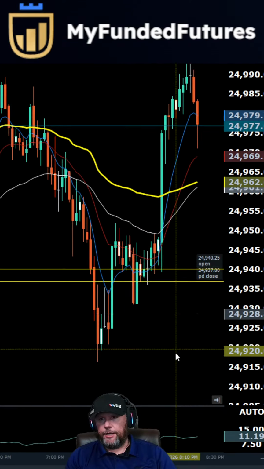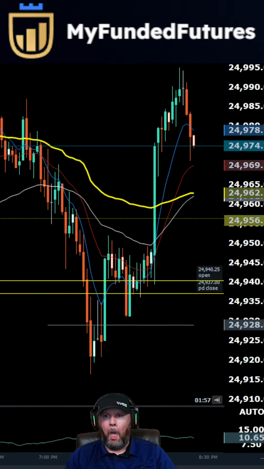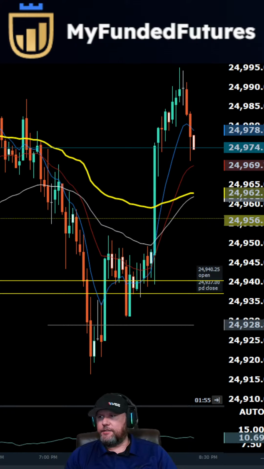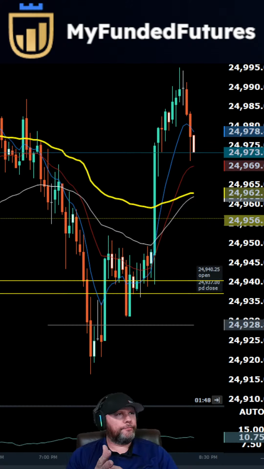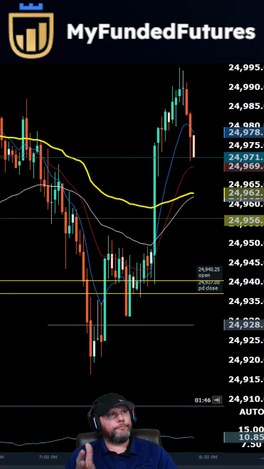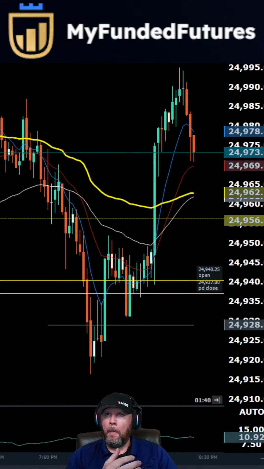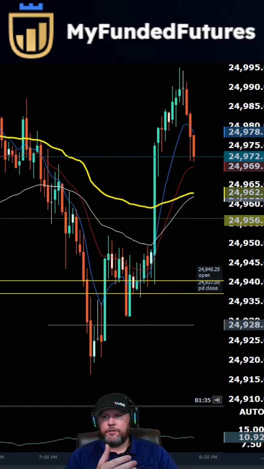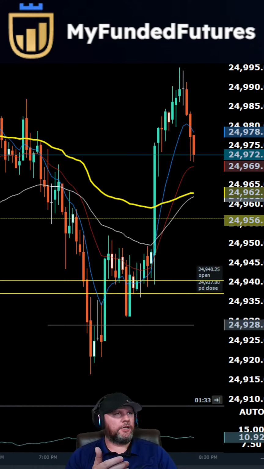So let's see what happens. Almost got a 21 EMA touch there on the 2 minute on the pullback. Yeah, for sure, Jan. I mean, just knowing where the levels are is the key thing, right? Just knowing where they are, it's going to help a lot.